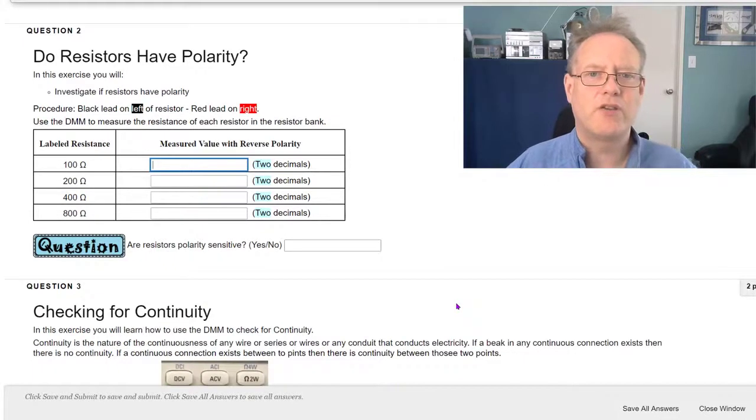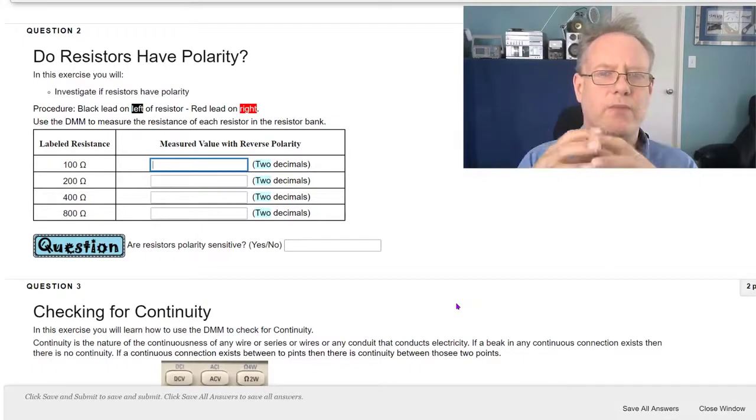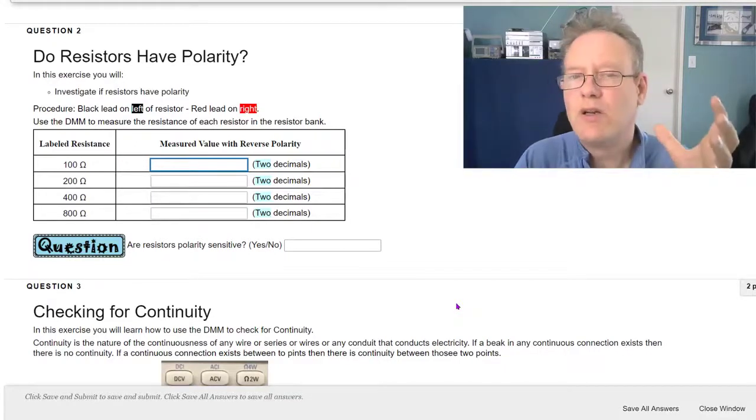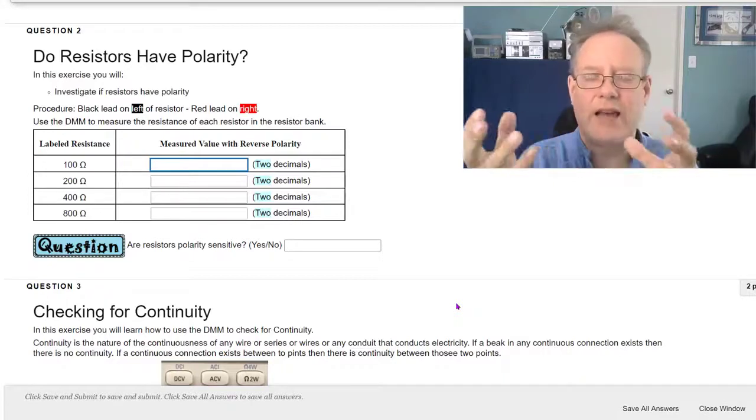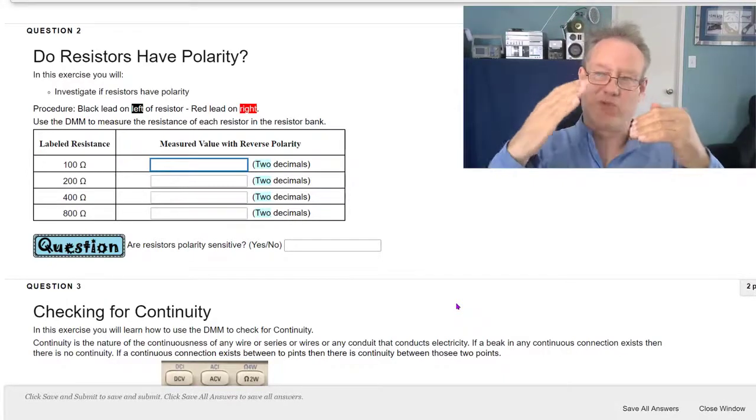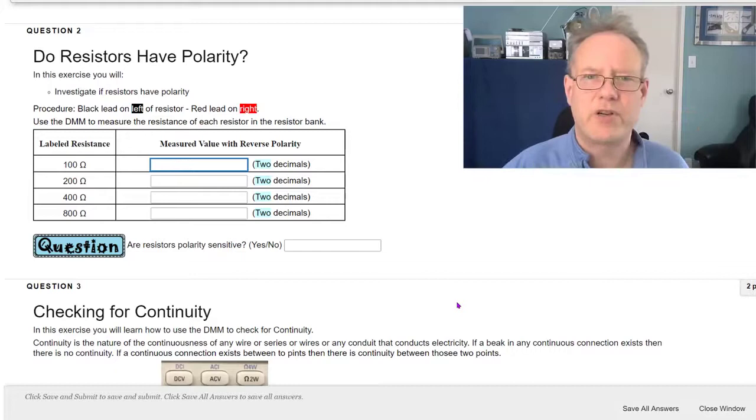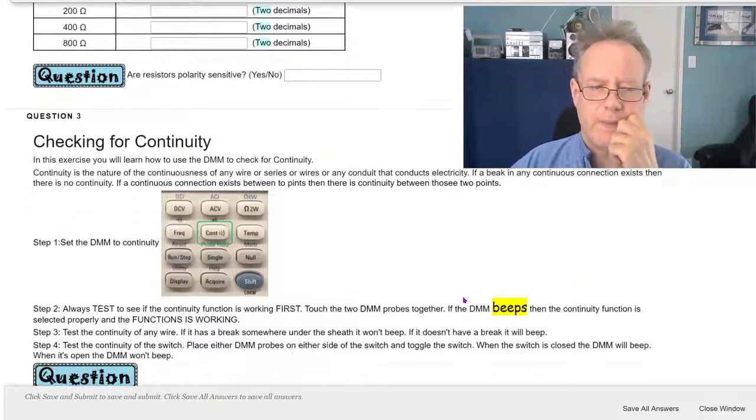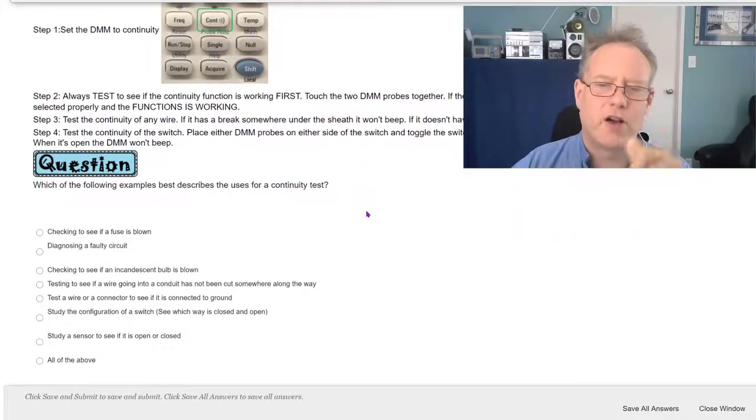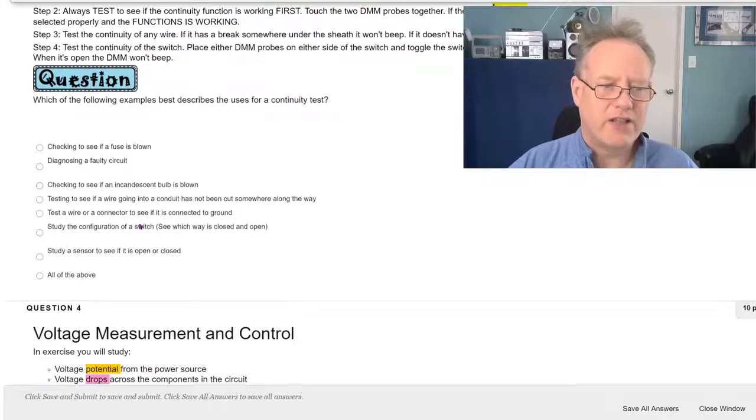And by the way, when we look for trends to see if something is true or not, we look for consistency. We may want to say that it's really close. Maybe not exactly, but if you get consistent numbers that are really, really close to the other consistent numbers, then you can say that they're the same. So check for continuity. You're going to go beep, beep, beep, whatever, and then you're going to answer this question.